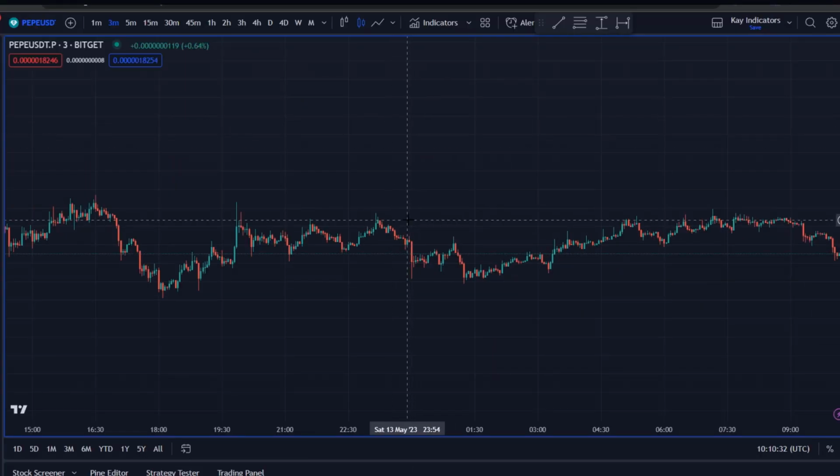Now let's move on to the chart. We are currently looking at the 3-minute chart of the PEPE Coin on Bitget.